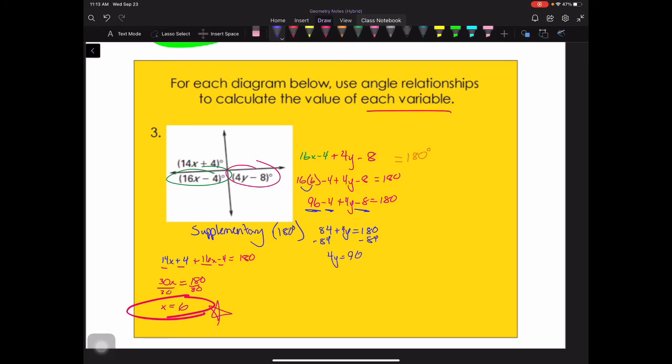4y equals 96. Divide 96 by 4. And y equals 24. So divide by 4, y equals 24. And again, it says solve for each variable, which we did. So we are done with the problem.